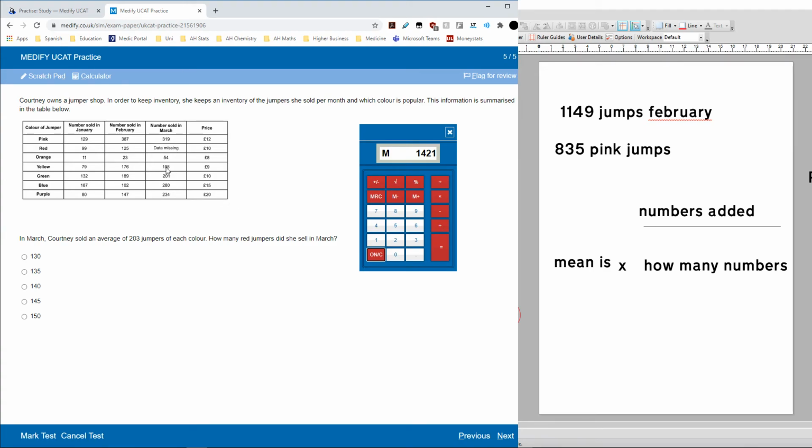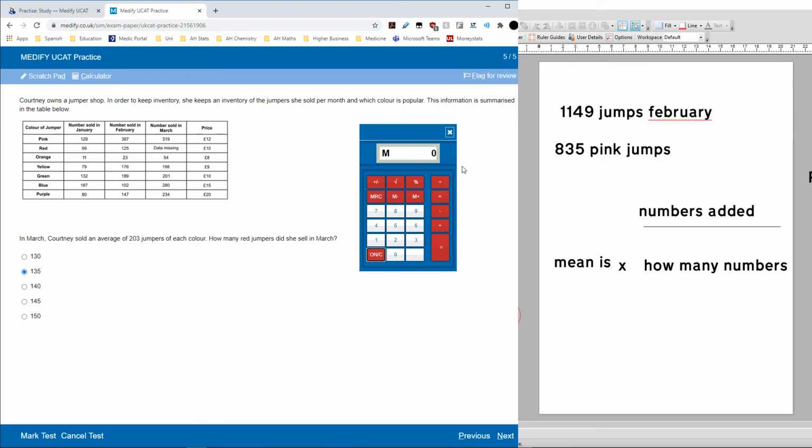Now we take away all these numbers to get the missing data bit. Now 319, 54, 198, 201, 280 and 234. So 135 red jumpers were sold.